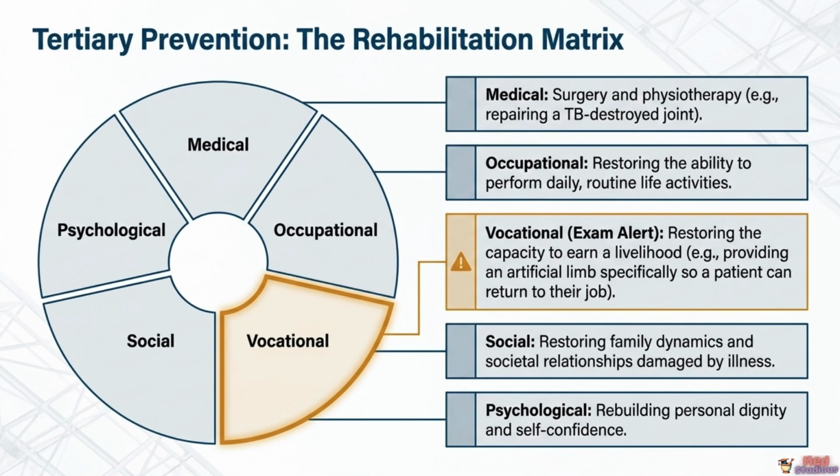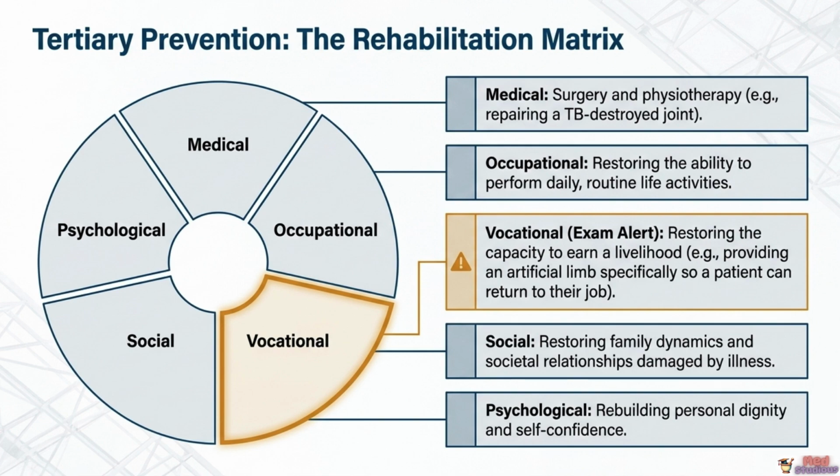Tertiary prevention is the final defensive line in the prevention spectrum, operating at the stage of advanced, irreversible disease to restore the maximum possible functional capacity and prevent the progression of disability into social handicap. The primary tool of tertiary prevention is comprehensive rehabilitation, a multidimensional restoration process that addresses the whole person, not just the damaged organ. Rehabilitation in community medicine is organized into 5 interconnected domains.